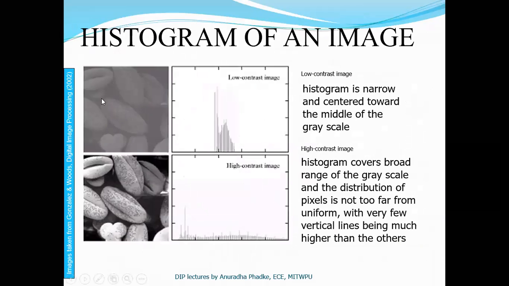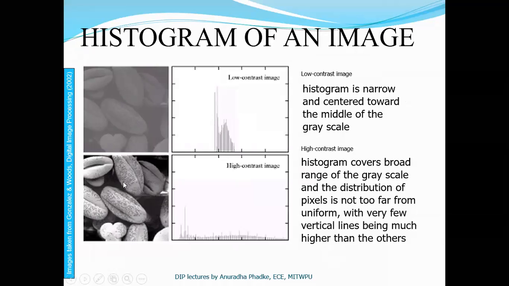Again, there is one more example for this particular image. Here, the histogram is narrow and centered toward the middle of the grayscale. If you look at it, the histogram is concentrated in the middle portion. Again, this is an example of a low contrast image.